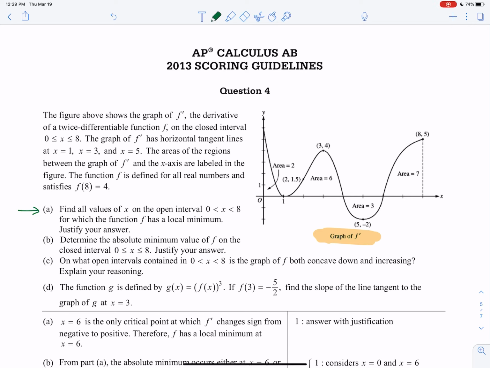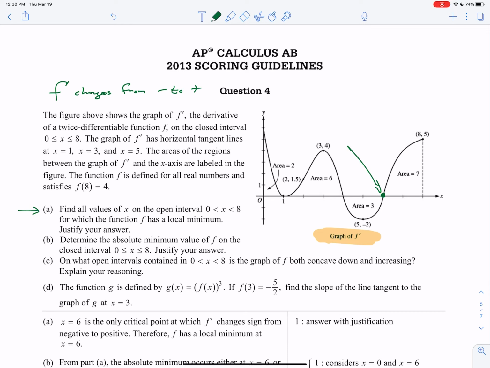You have to remember that f will have a local min if f prime changes from negative to positive. So look at that. We have the graph of f prime. Where does f prime change from negative to positive? It only happens right about there, and that's at 6.